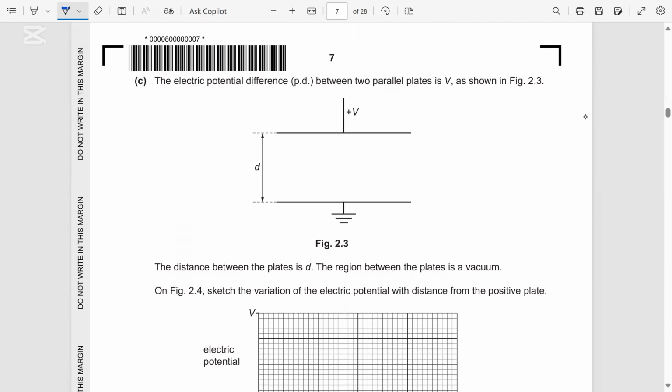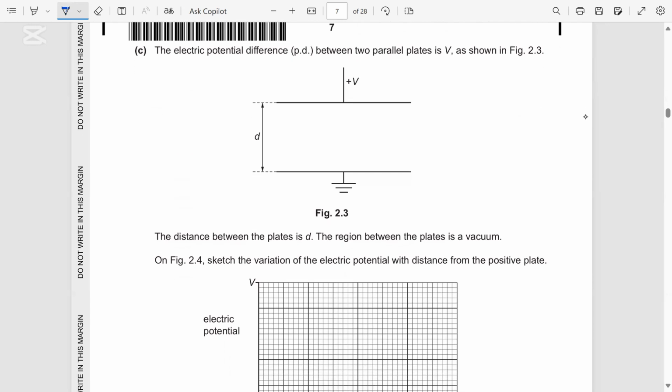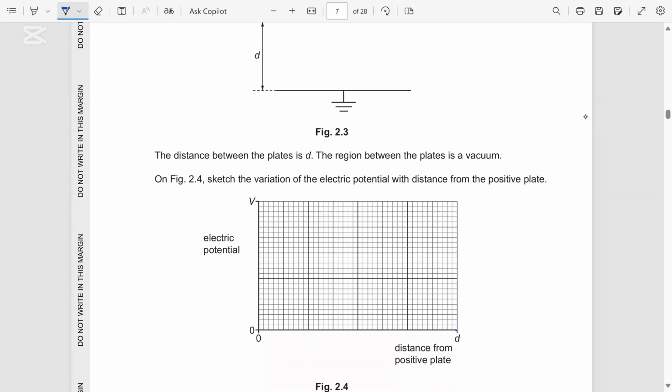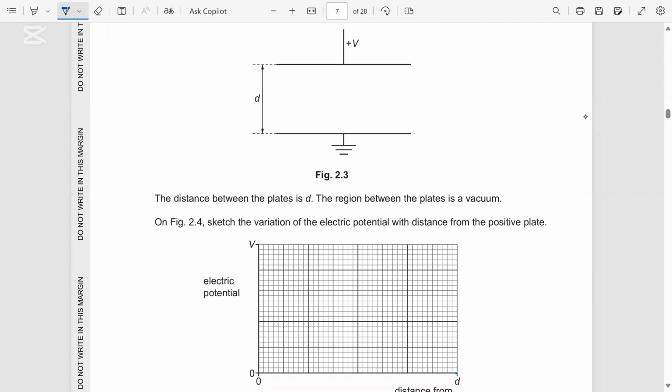You know that the electric potential is maximum at the positive plate, and as we move towards the negative plate, the potential is going to decrease. It's going to be a straight line, starting from here and going like this. So it will be a straight line all the way down to the negative plate, straight from this point to this point.